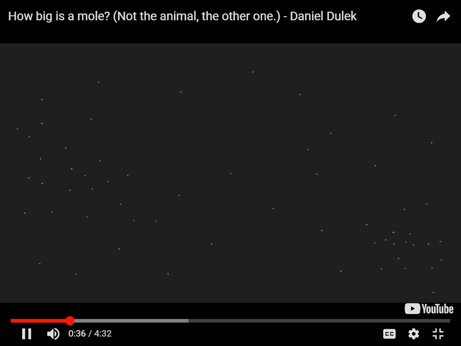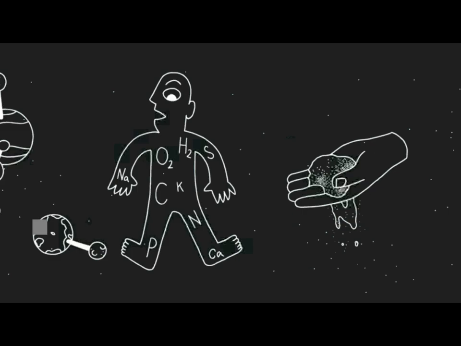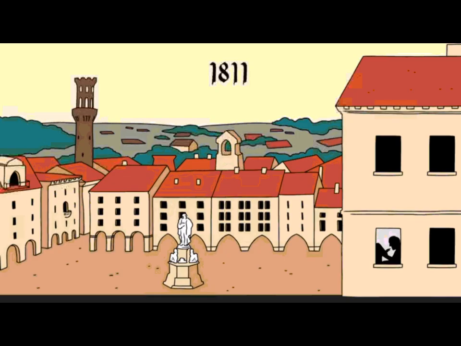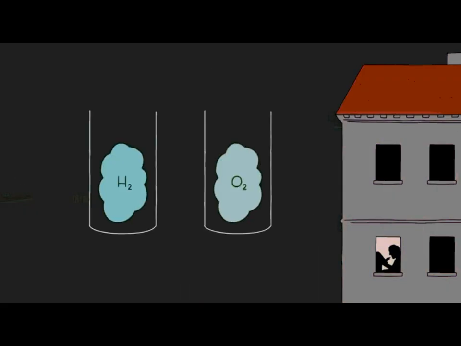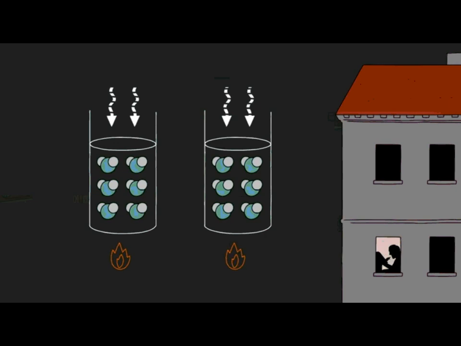Really small. Have you ever wondered how many atoms there are in the universe, or in your body, or even in a grain of sand? Scientists have wanted to answer that question, but how do you count something as small as an atom? Well, in 1811, someone had an idea that if you have equal volumes of gases at the same temperature and pressure, they would contain an equal number of particles.